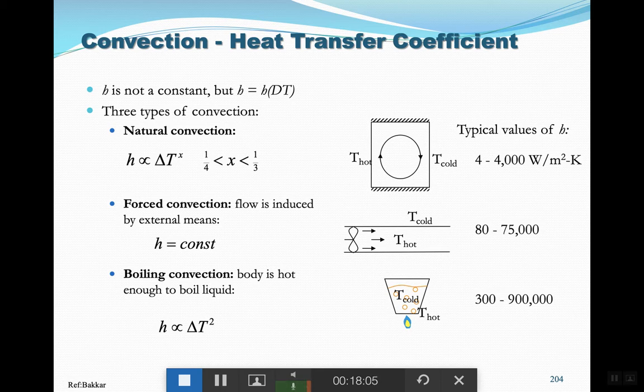Boiling convection is a type of convection that happens during boiling, and this is one of the examples. For example, you have a pot of water, you put it on the stove, it starts heating up, and it starts getting to the boiling point, and small bubbles form on the bottom of the container, and eventually they start rising up to the top and creating the boiling condition. This is called boiling convection.